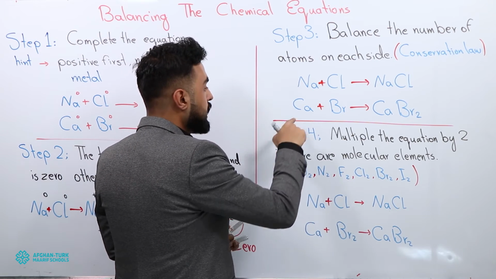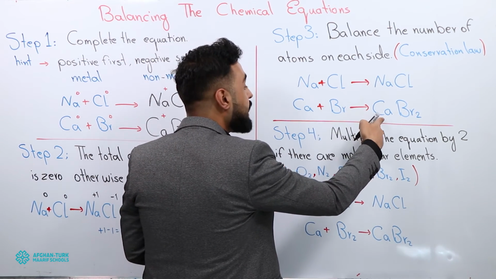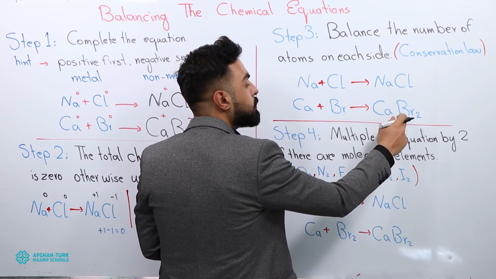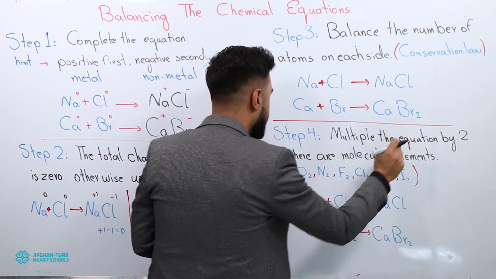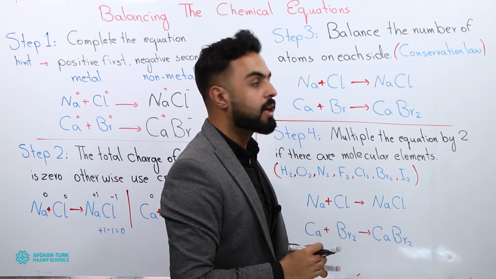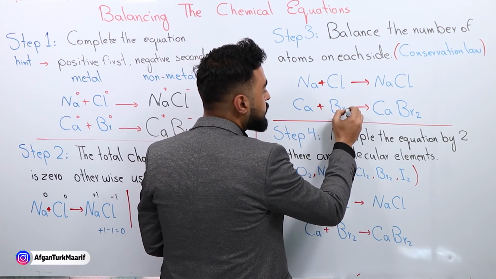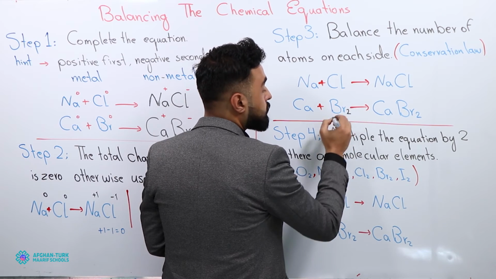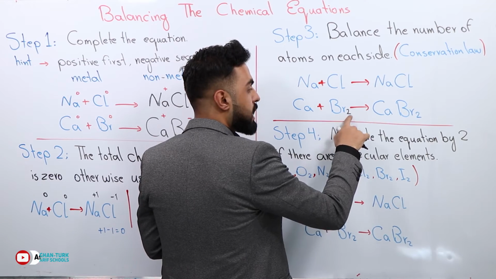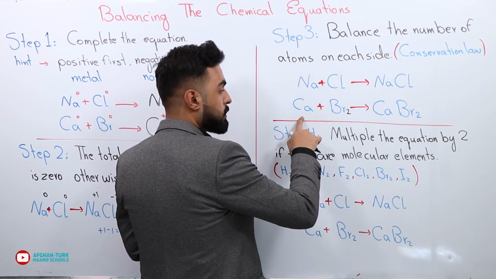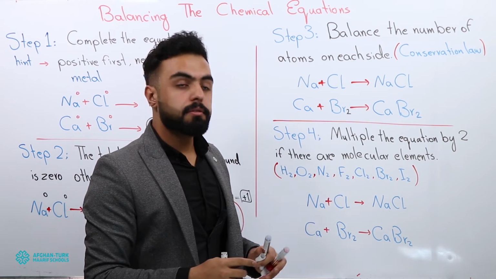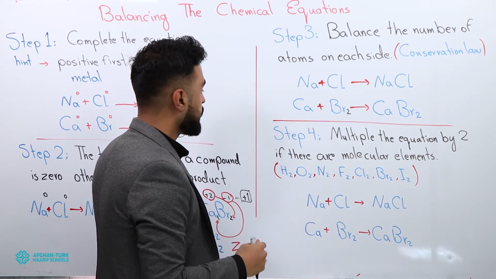But calcium bromide: here we have 1 calcium, we have 1 calcium, it's okay. We have 1 bromine, but here from the previous step we added a 2. So there we have 2 bromines. I'm writing this 2 here, and the reason why I will say in the next step. So 2 bromines on the left side, 2 bromines on the right side, 1 calcium on the left side, 1 calcium on the right side. Totally they will become about 3 on each side.